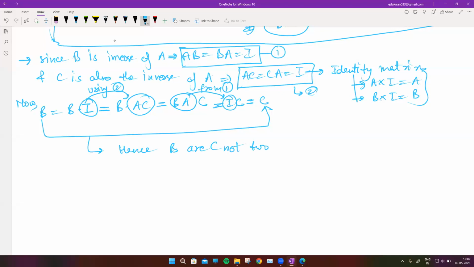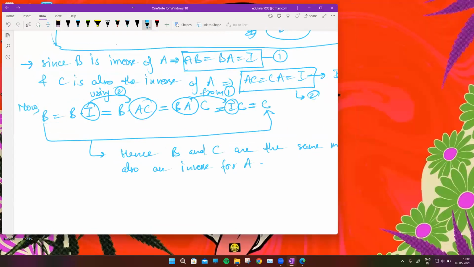are not two different matrices. Hence B and C are the same matrix, which is also an inverse for A. So the inverse, if it exists, will always be unique.